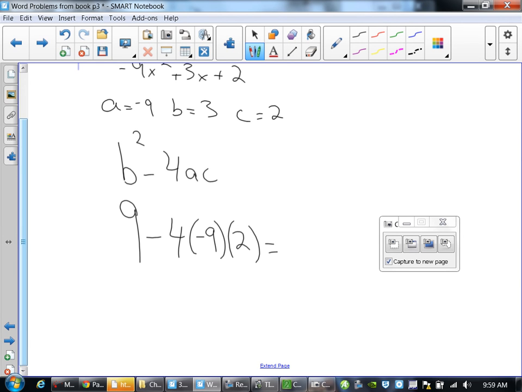But wait. Yeah, 79. It's plus 72 because it's minus 4 times minus 9 times positive 2. That's what I always forget. So we get 72. So my discriminant, oh, not 72, sorry, it's 81. This part's 72, yes. The discriminant will be 81. Therefore, how many solutions and what types does it have? 2 real solutions. Very good.